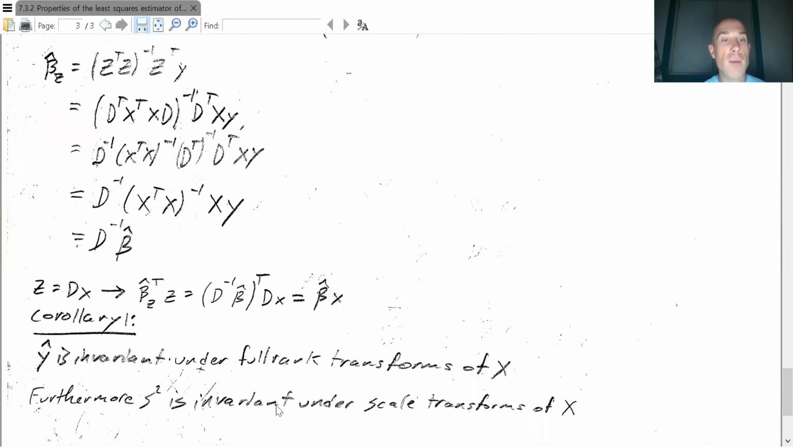Also, our S-squared estimate is invariant under the scale transforms. Our regular vanilla R-squared will be invariant under scale transforms. And our F statistic will also be invariant under scale transforms.